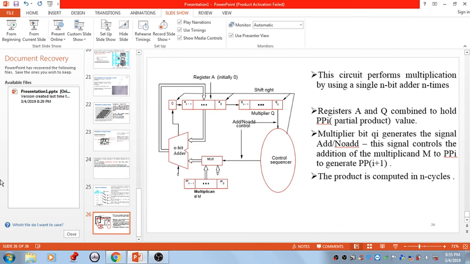Okay, this was about multiplication of positive numbers.